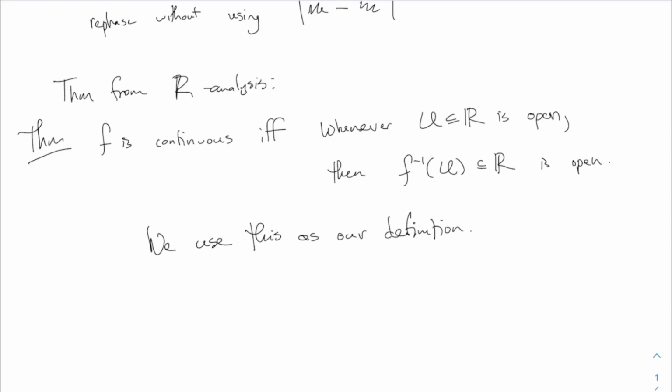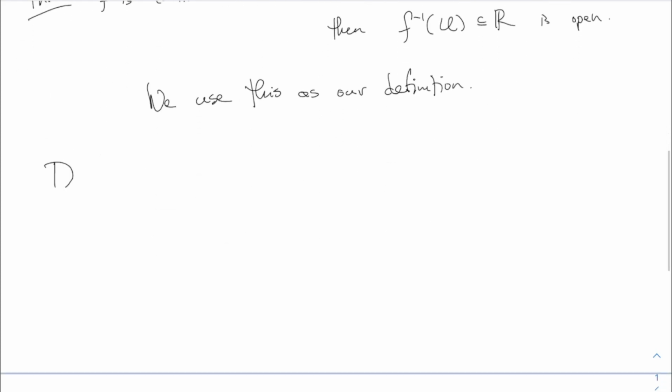This right here is an if and only if, meaning this thing about the open sets is actually equivalent to the epsilons and the deltas. Only in a general topological space, we can't talk about the epsilons and the deltas. So we do it in this way instead. I will just write this as our definition. Let's write it all the way out.